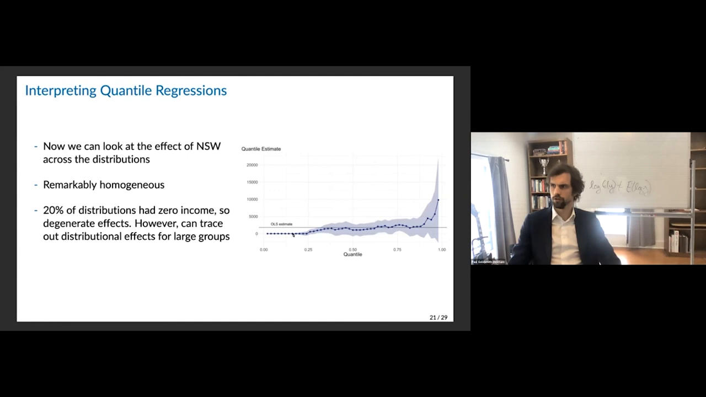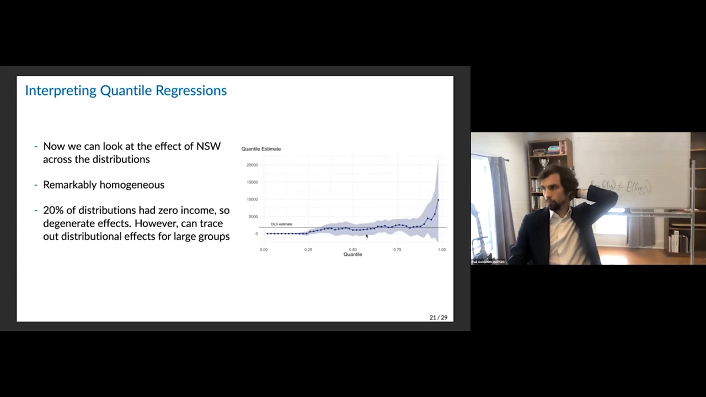And then as you move up the quantile, you start to see these effects. The horizontal line is the OLS estimate, and then we get our quantile estimates across this. What's notable is that I would say this is relatively homogeneous. Once you get to the 40th percentile, there's this positive effect that's comparable to the OLS estimate. It sticks around, and then very much at the tail, there's this big positive increase as well.